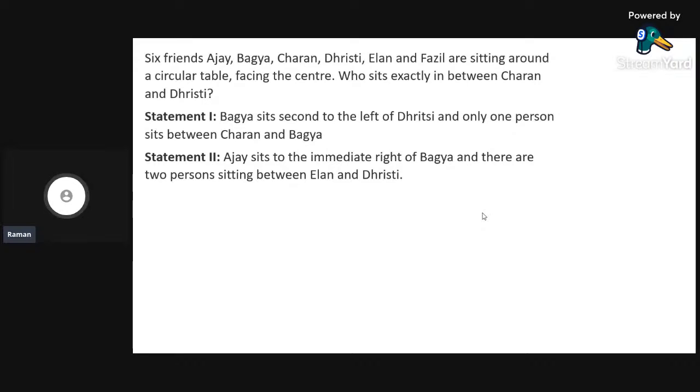Six friends, Ajay, Bhagya, Charan, Drishti, Ilan, and Fazil are sitting at a circular table facing the center. Who sits exactly in between Charan and Drishti? I'll give you a minute, solve it.